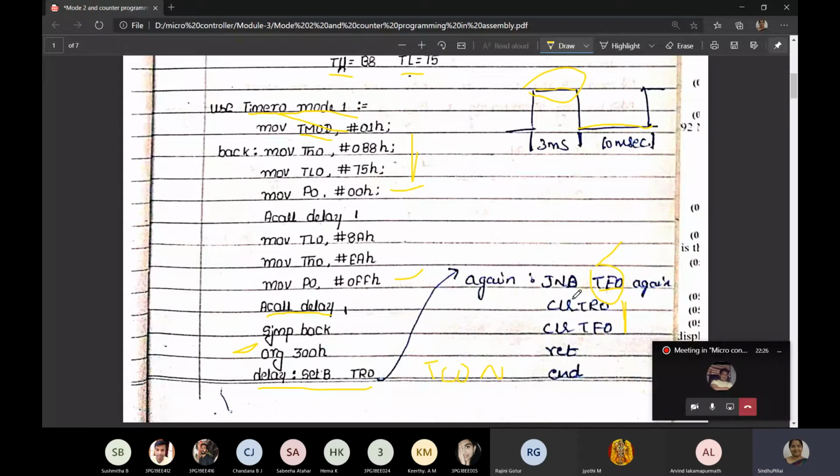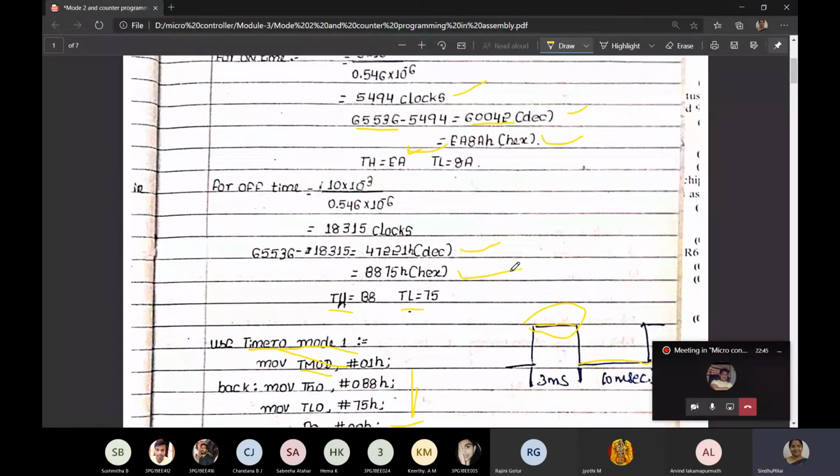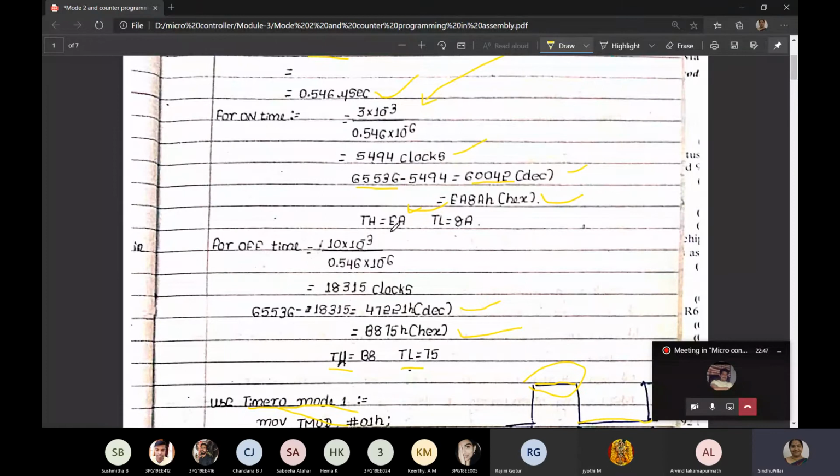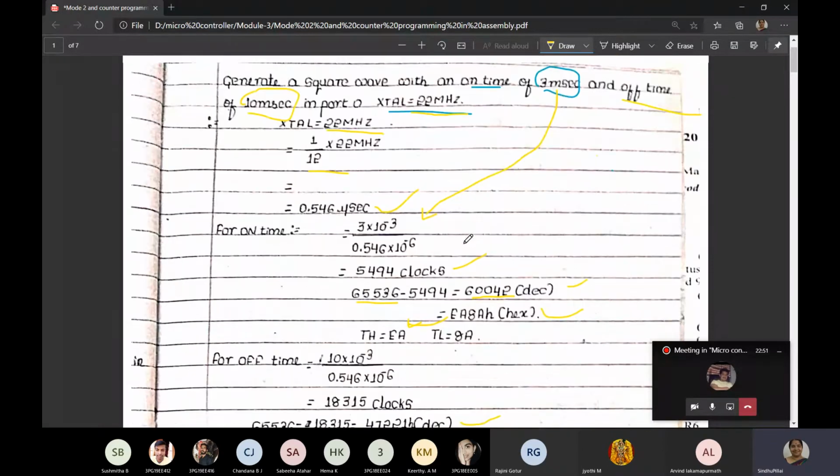So wherever you write this delay program, these will be the instructions that are common. If you are going with timer 0, we have written TR0 and TF0. If you go with timer 1, you have to write TR1 and TF1. That is the procedure you have to follow. The important thing is you have to find the values to be loaded in TH and TL, depending upon the time.